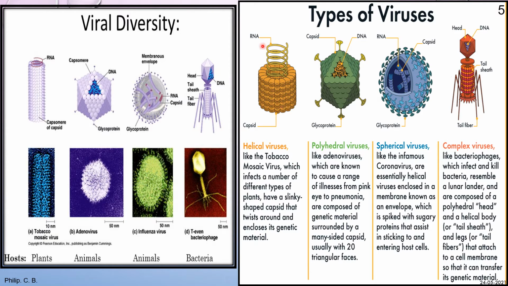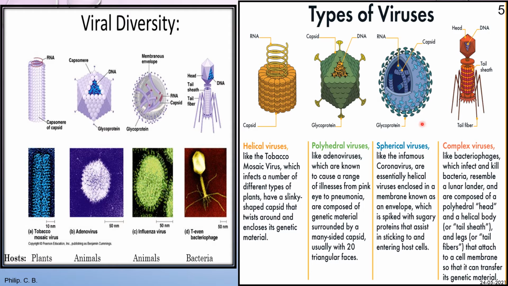Helical structure has RNA as the genetic material and a capsid structure. A helical virus like tobacco mosaic virus, which infects a number of different types of plants, has a slinky-shaped capsid that twists around and encloses the genetic material, that is RNA. Whereas polyhedral has a capsid, DNA and also glycoprotein. Polyhedral viruses like adenovirus, which are known to cause a range of illnesses from pink eye to pneumonia, are composed of genetic material surrounded by a many-sided capsule, usually with 20 triangular faces.